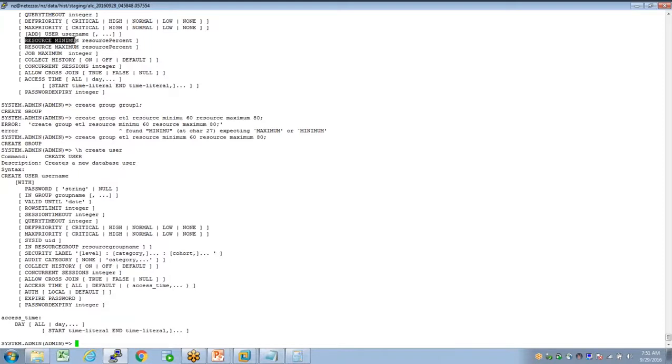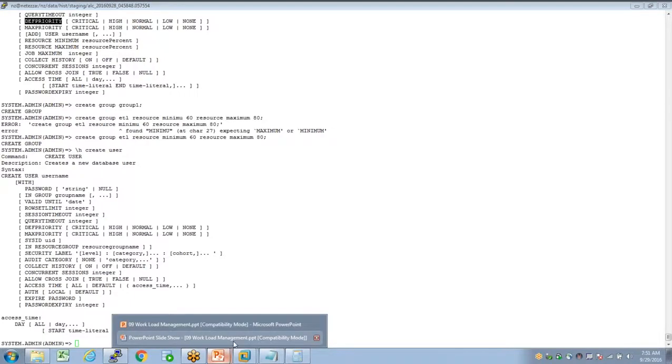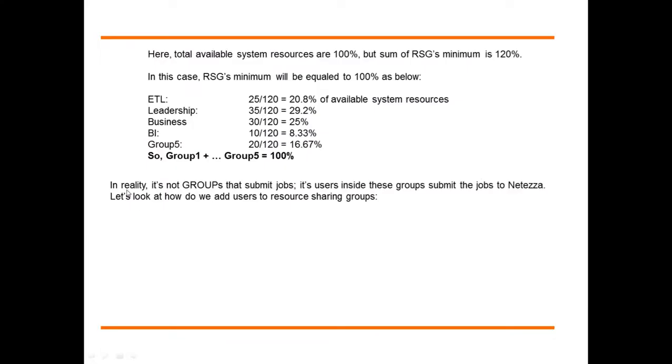You have resource minimum and resource maximum decided at a group level. Within the group, depending upon the number of employees, number of resources and their priority, the allocation happens, right? That's what I mean by, in reality, it's not groups that submit jobs. It's users inside these groups who submit jobs to Netezza.